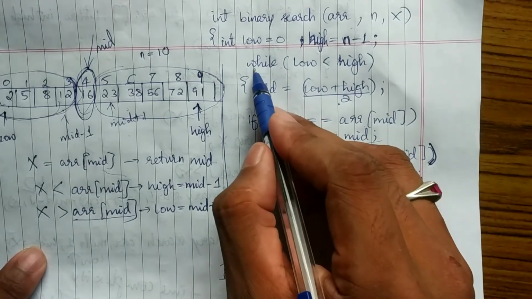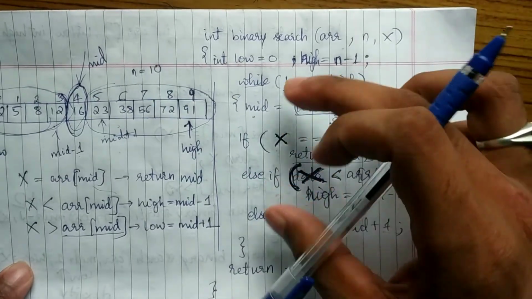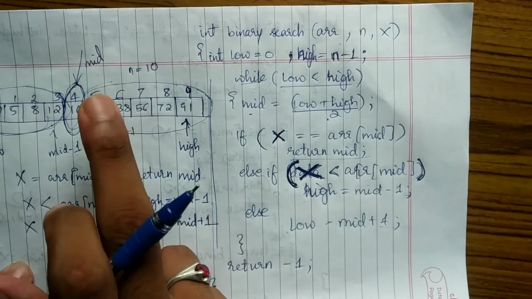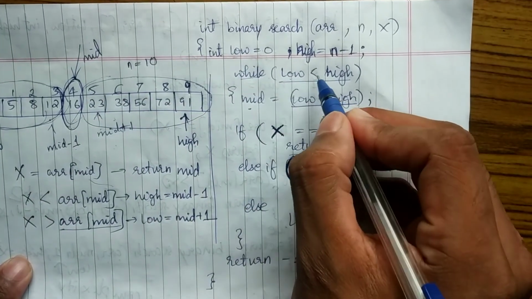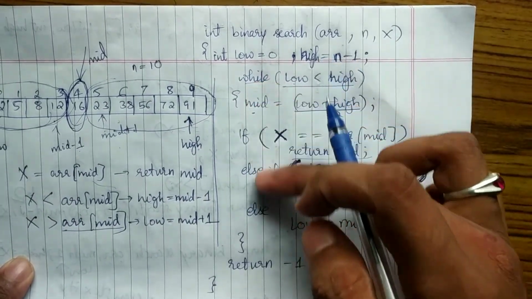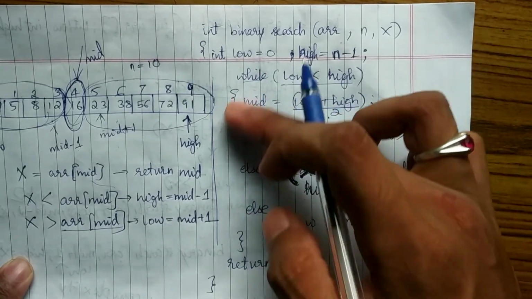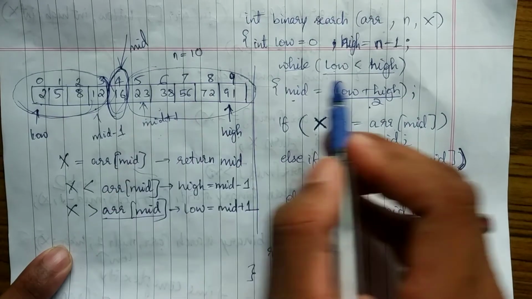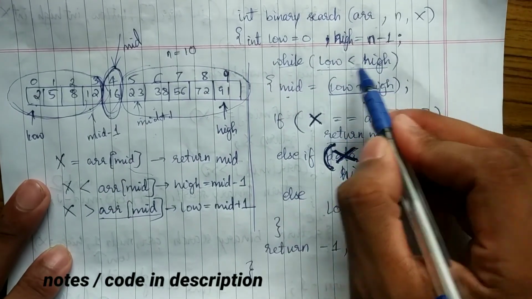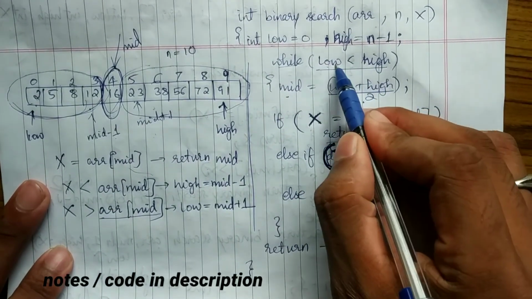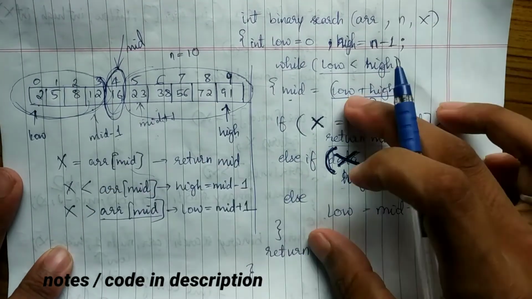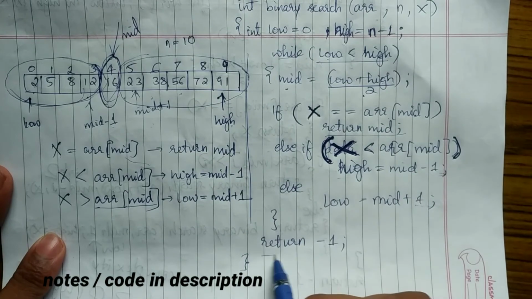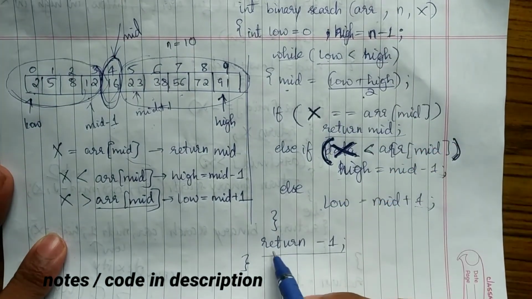And in the while loop, all these statements should run till our element to be searched is found. So till low is smaller than or equal to high, we'll run all these statements. Okay. So till the element is found, we'll run this loop. And when high becomes less than low, this loop will stop. If the element to be searched is not found, we will return -1. After this while loop, we will return -1.